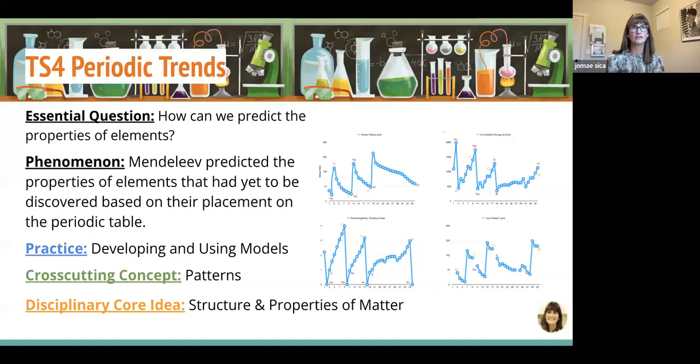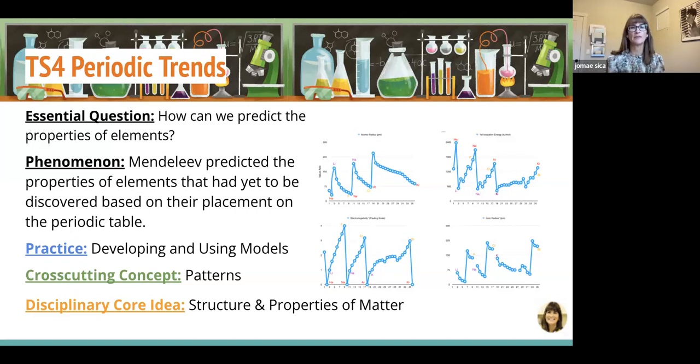Atomic radius, because that determines the other properties. And then we're also looking at ionization energy and electronegativity, as that's going to control the chemical reactivity of the metals and the nonmetals. So our essential question here is, how can we predict the properties of elements? And the phenomenon is that Mendeleev predicts the properties of elements that had yet to be discovered. And that was based on their placement on the periodic table.